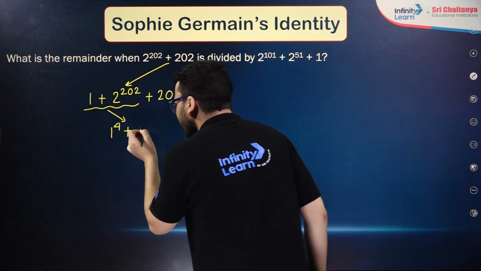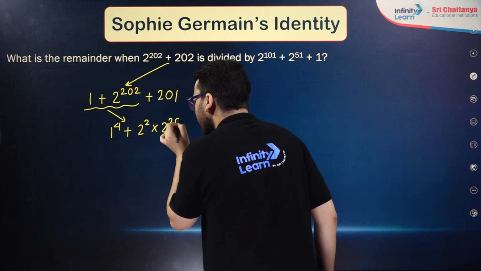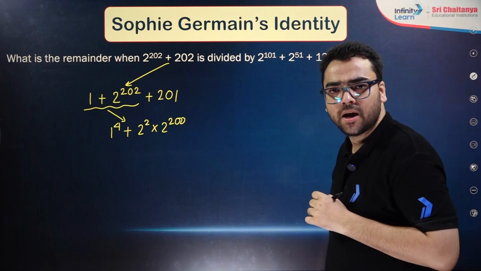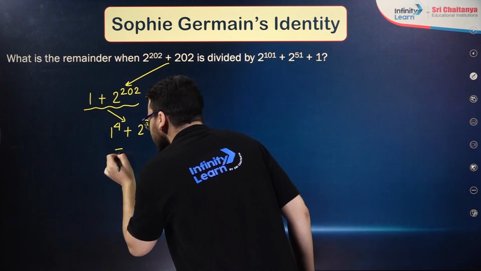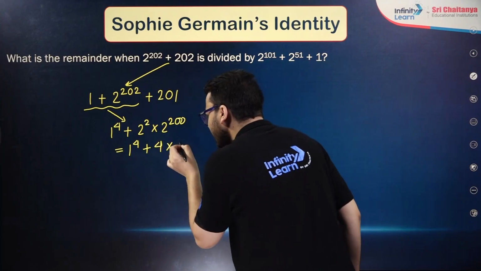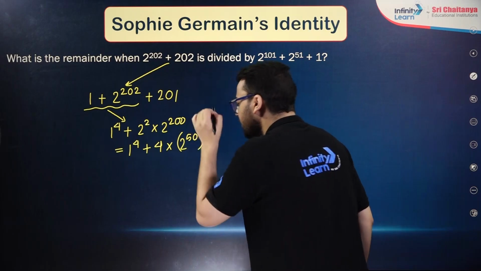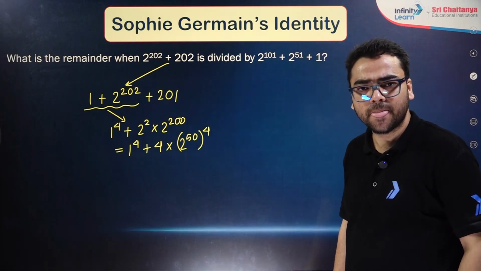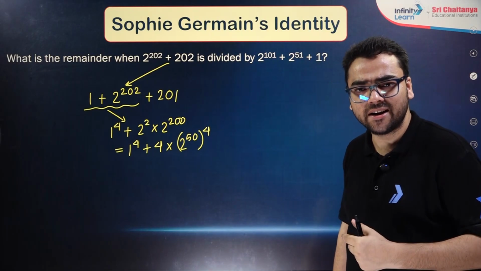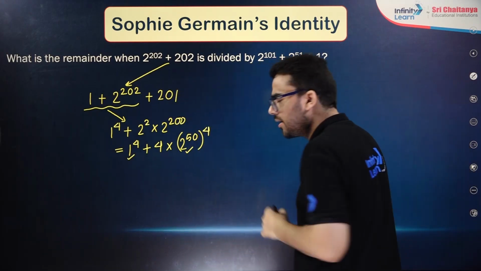And then this thing, if I take, it is 2 square into 2 raised to the power 200. I hope you understand that. So this is basically 1 raised to the power 4 plus 4 into, if you write it like this, 2 raised to the power 50 raised to the power 4. Are you able to observe that? Using the Sophie Germain's identity now, you see this is x over here and this is y over here.